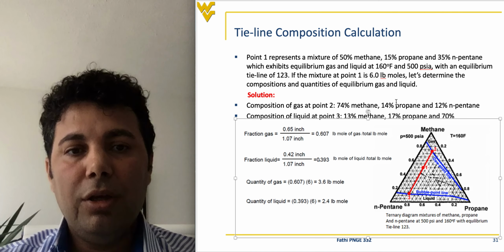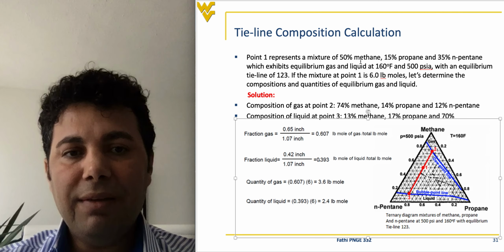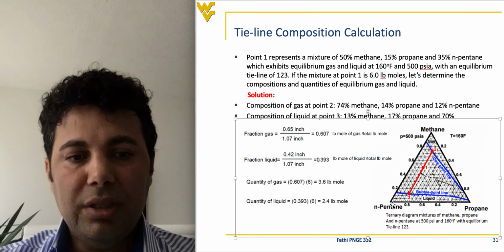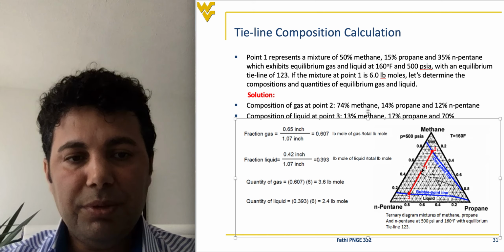So I have 50% of methane and 15% of propane. This time, every one of these divisions is 5%. So I need to have 50% of methane. This lateral in front of methane is 0% methane. Then I have 20%, 40%, so 45 and 50. So this line is 50% methane, and my point is somewhere on this line.